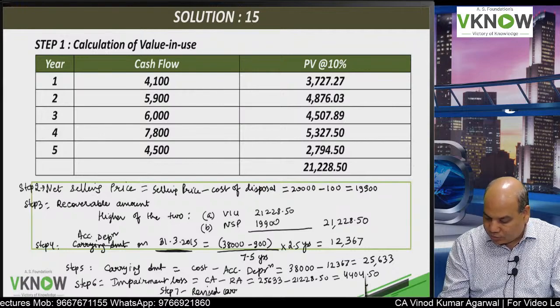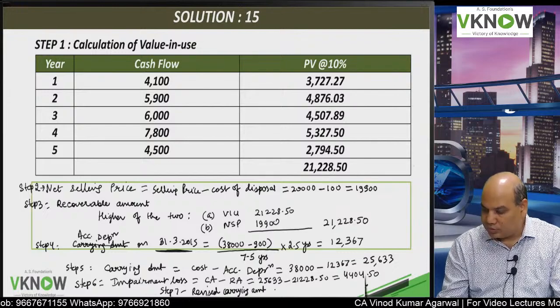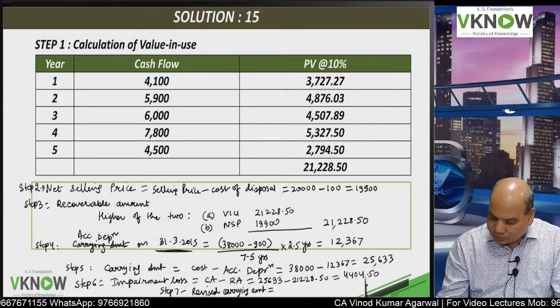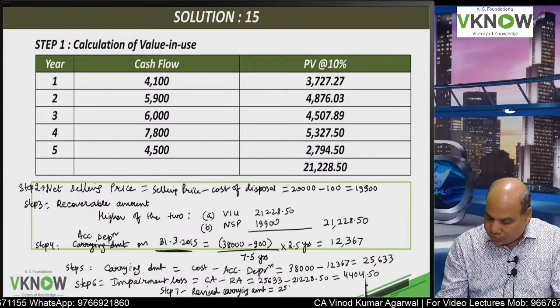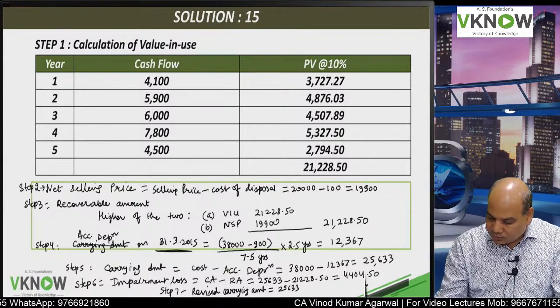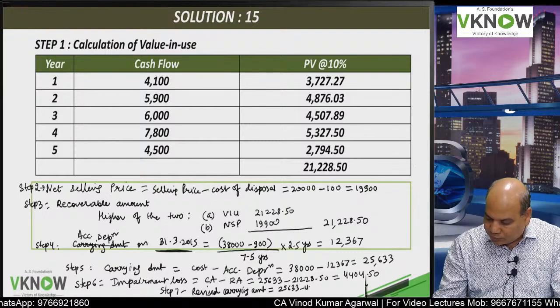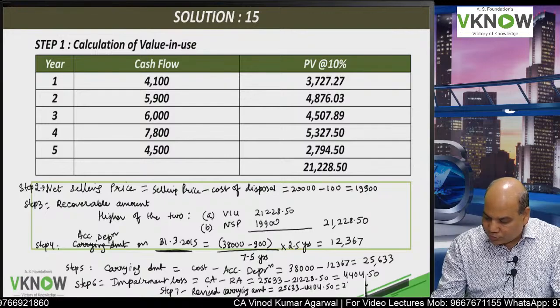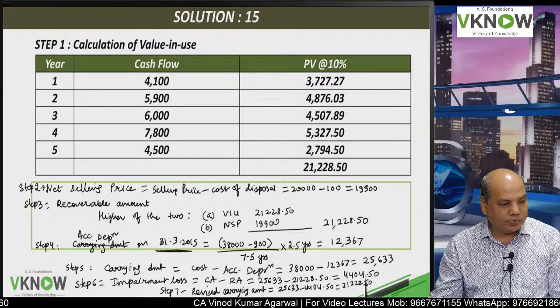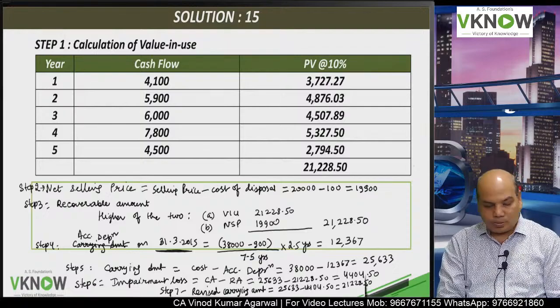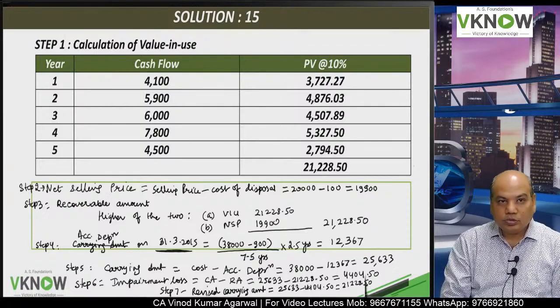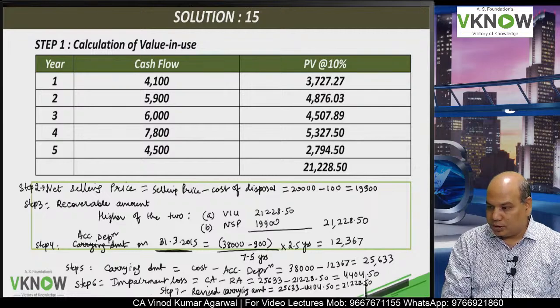And the last step, step 7, write down the revised carrying amount. Revised carrying amount will be 25633 minus impairment loss 4404.50. So that comes to 21228.50.